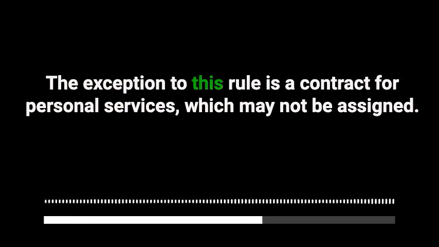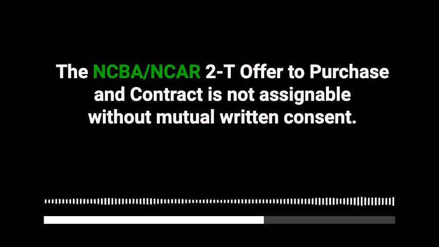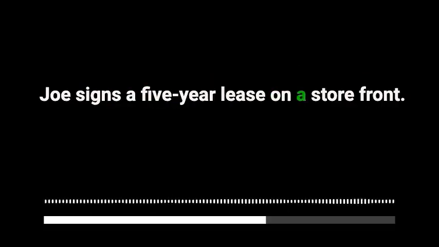The exception to this rule is a contract for personal services, which may not be assigned. Most contracts include a clause that either permits or forbids assignment. The NCBA, NCOR2T offer to purchase and contract is not assignable without mutual written consent. An assignment does not terminate the contract or change the terms of the contract. Example: Joe signs a 5-year lease on a storefront.